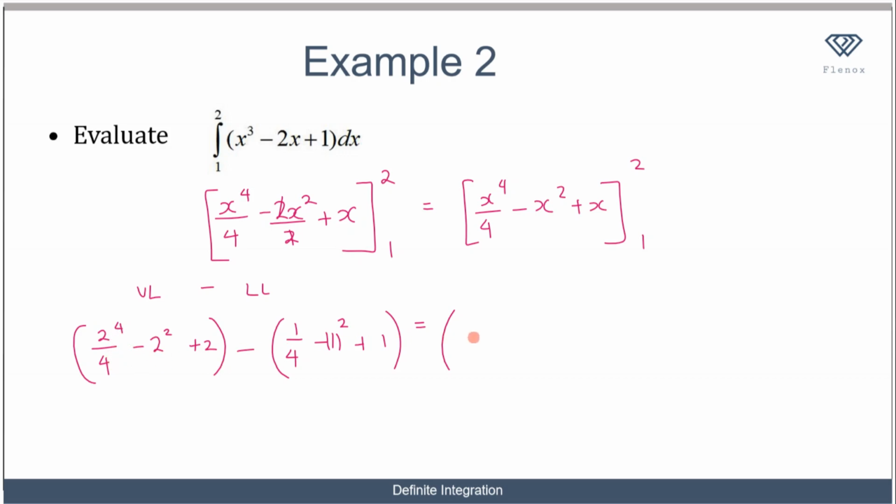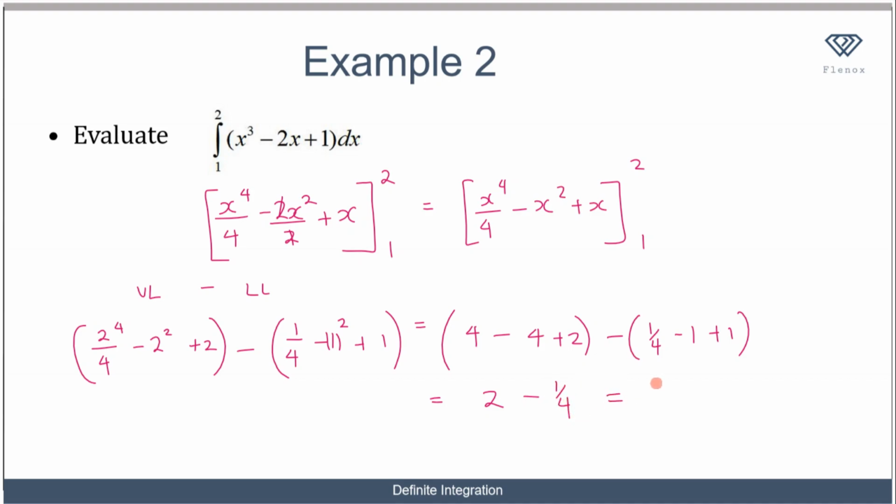16 divided by 4 is 4. Minus 2 squared is 4. Then I have plus 2. Then I have minus 1 over 4. 1 squared is 1. Minus 1 plus 1. So I have 1 over 4 minus 1 plus 1. So does that become 4 minus 4 gives me 0. So I'm left with 2 here minus, and minus 1 plus 1 gives me 0, minus 1 over 4.